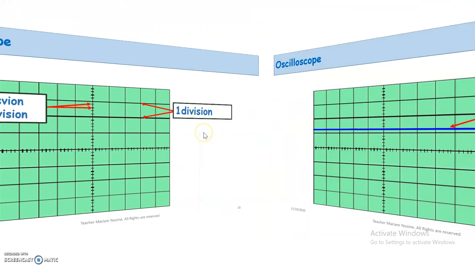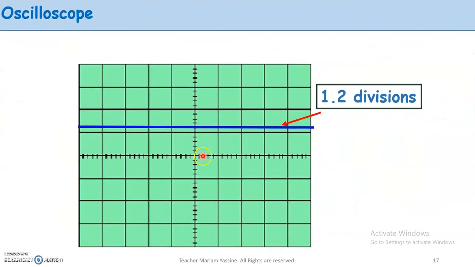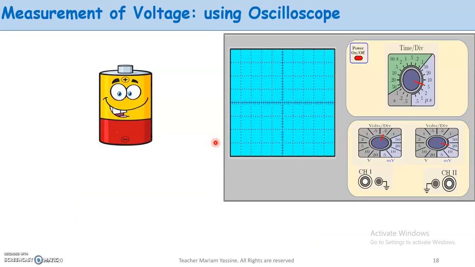So, for example, if my graph is like this, I have a big division, which equals 1, and a small subdivision, which equals 0.2 divisions. So, I obtain 1.2 divisions.